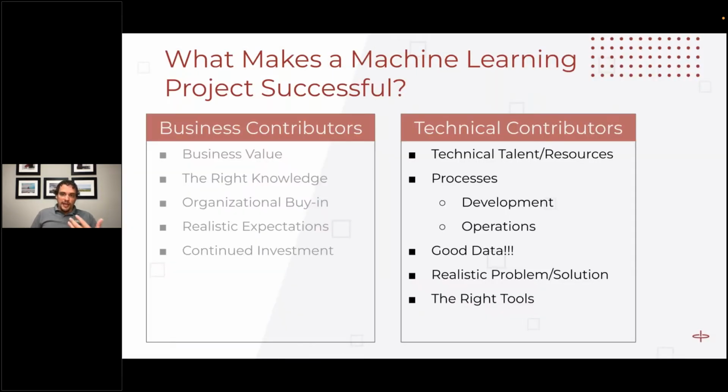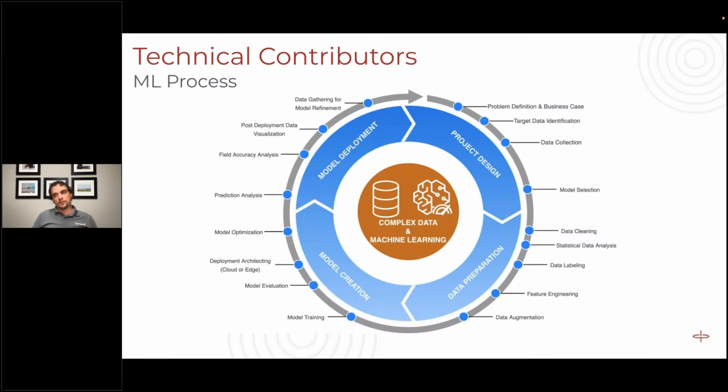So along with the technical talent that you need, you also have to have processes. There has to be an approach to this that's repeatable, just like we've learned how to develop software, we've learned how to develop machine learning models. And oftentimes it looks like this really circular process. So up in the upper right, if you just look at this blue circle in the middle, you end up in kind of this project design phase.